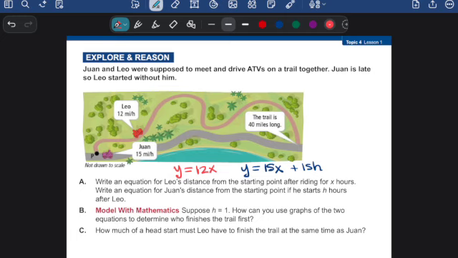How much of a head start must Leo have to finish the trail at the same time as Juan? So this one's a little tricky. We're going to need to do some algebra. So Leo's speed at 12 miles an hour, he's going to finish the trail, so the distance will be 40 miles. So we need to figure out how long it's going to take Leo to finish the trail to get 40 miles based off of his speed. Okay, so just divide by 12. We're solving for x. So it takes Leo 3 1/3 hours to finish the trail.